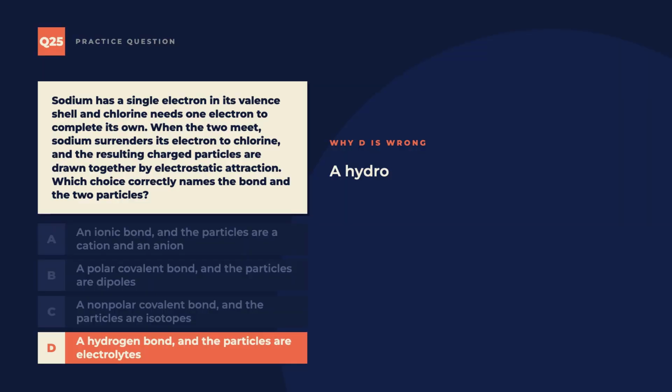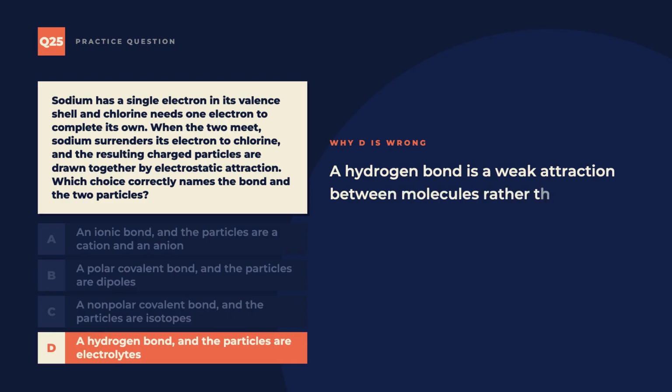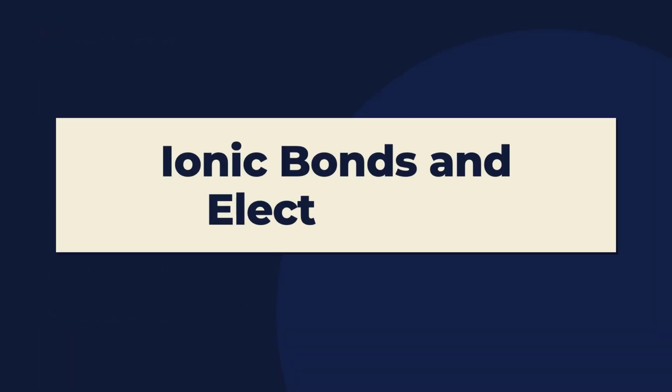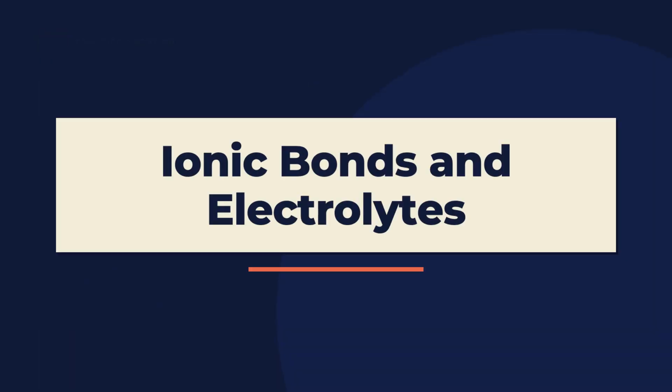D is wrong because a hydrogen bond is a weak attraction between molecules rather than a transfer of electrons. Electrolytes are substances that ionize in solution and conduct current, which describes a property rather than the particles formed by this transfer. Sodium has 1 electron to give away, and chlorine has 1 empty spot to fill.